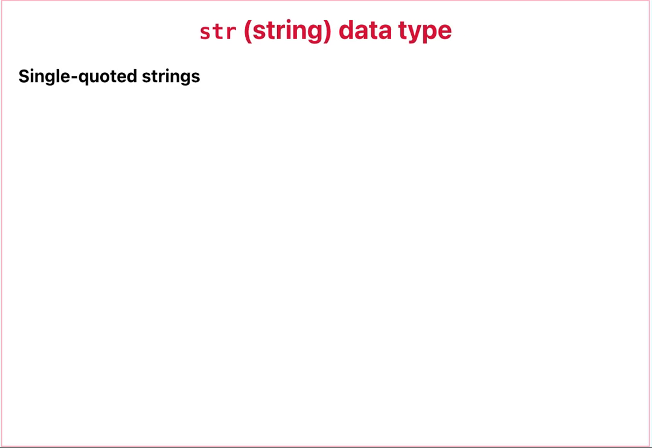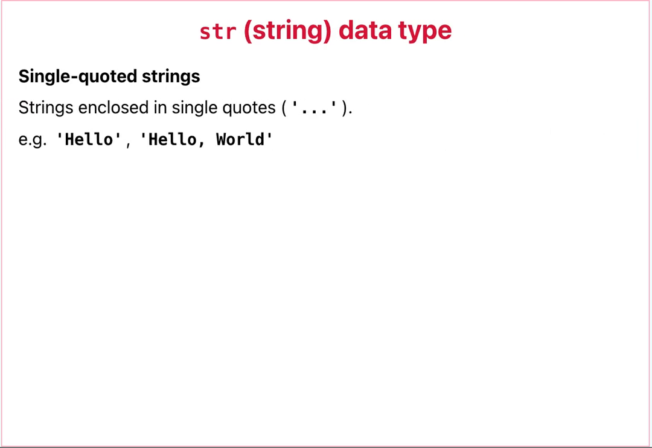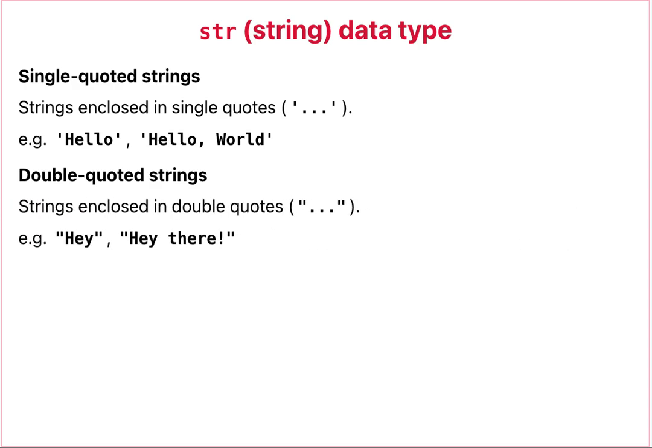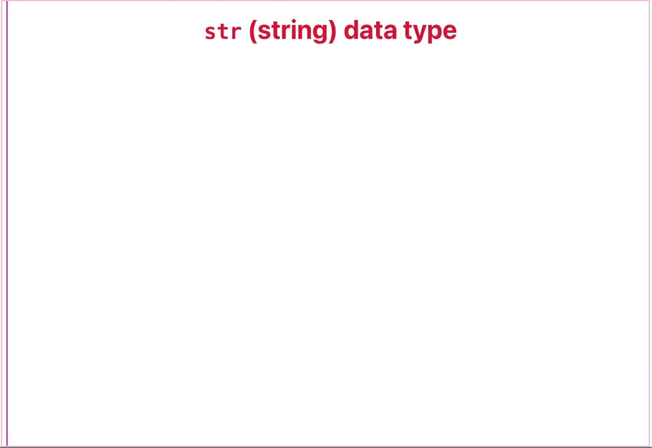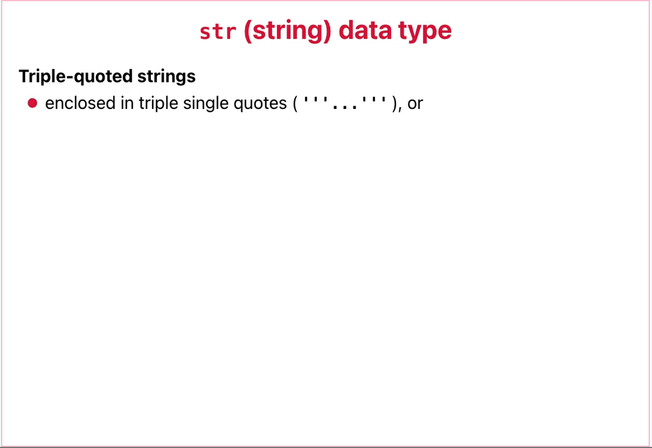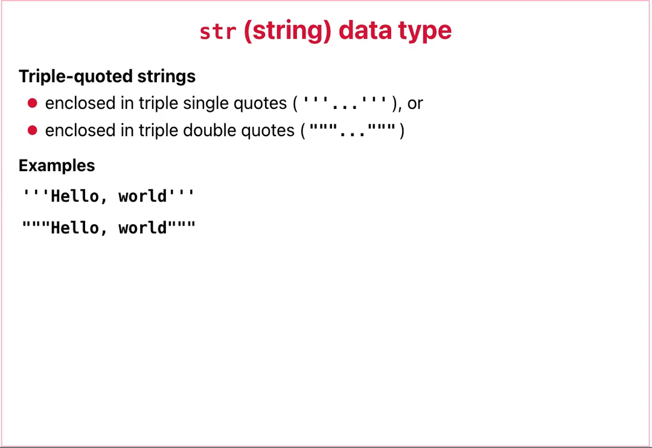The single quoted strings are strings that are enclosed in single quotes. Similarly, the double quoted strings are strings that are enclosed in double quotes. For most cases, single quoted strings and double quoted strings are sufficient. However, in Python, there are also triple quoted strings, which are strings enclosed in triple single quotes or triple double quotes. The triple quoted strings can be of a single line. However, they are more commonly used for multi-line strings. Let's look at this with an example.